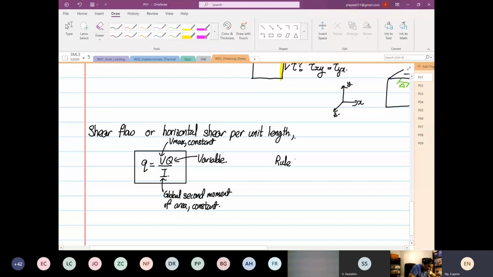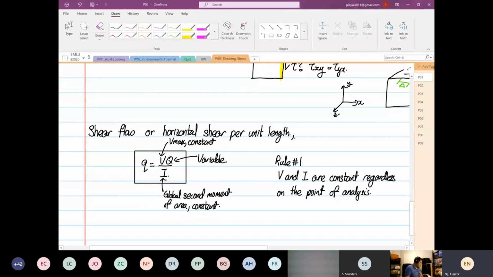So rule number 1, I'm going to put down here. Rule number 1 is that V and I are constant, regardless of the point of analysis. So V and I are always constant. The I, the second moment of area, is the global. I'll explain what is global later on.